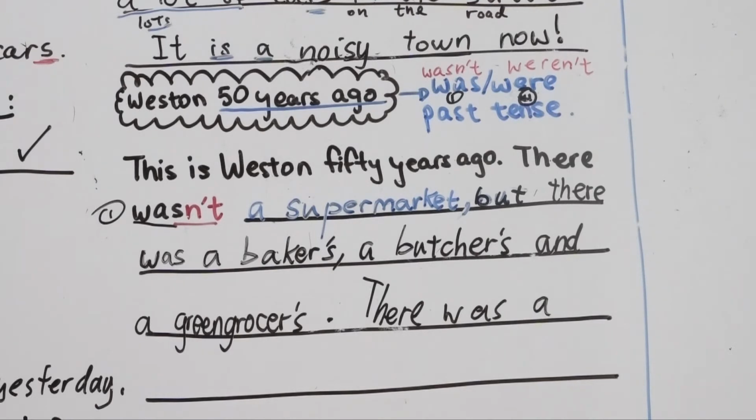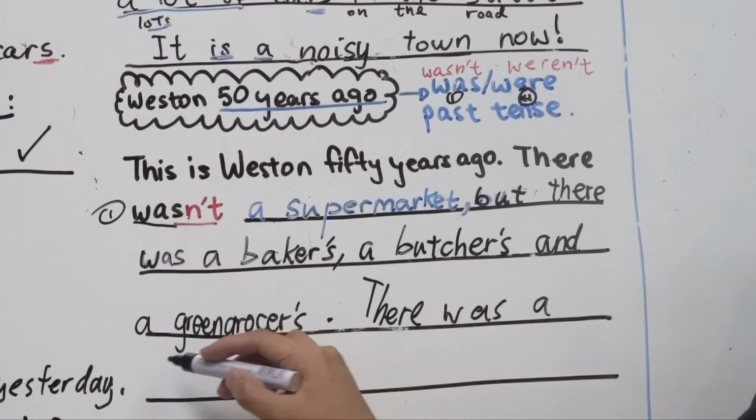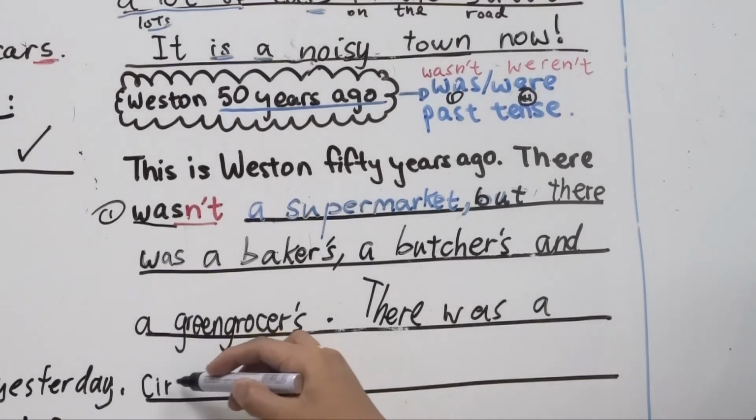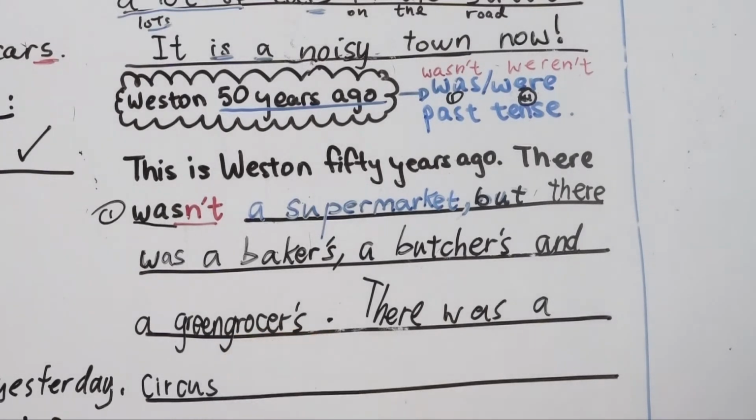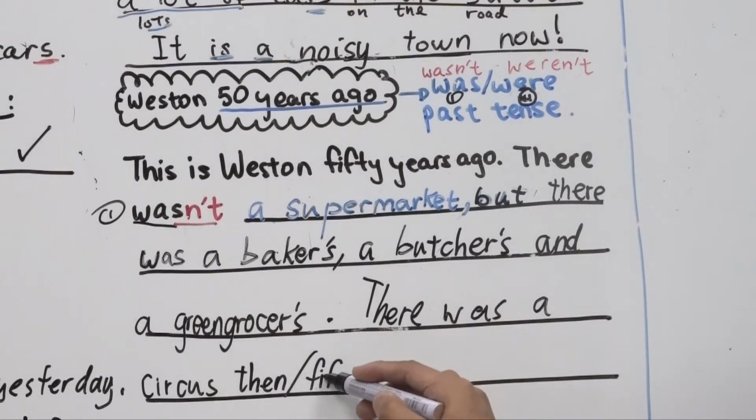Look at the picture. What is that? Circus. Circus, right? So there was a circus. There was a circus then, or 50 years ago. You can say there was a circus then, or 50 years ago.